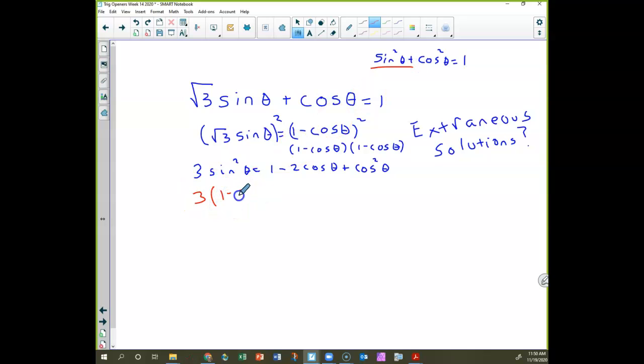Now, why did I do sine squared was 1 minus cosine squared instead of cosine squared was 1 minus sine squared? Why write sine in terms of cosine instead of cosines in terms of sines? Right, because I had another cosine in the problem. So I want everything in terms of cosines. So 3 minus 3 cosine squared theta is equal to 1 minus 2 cosine of theta plus cosine squared theta.